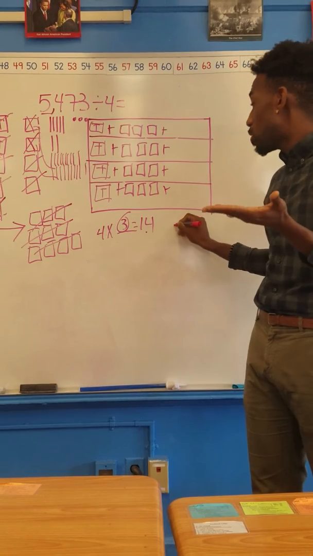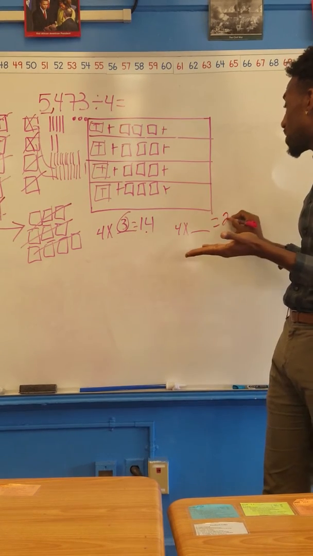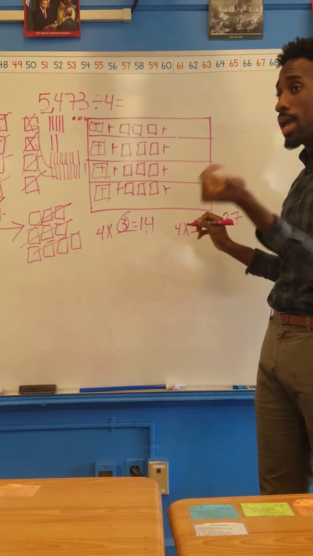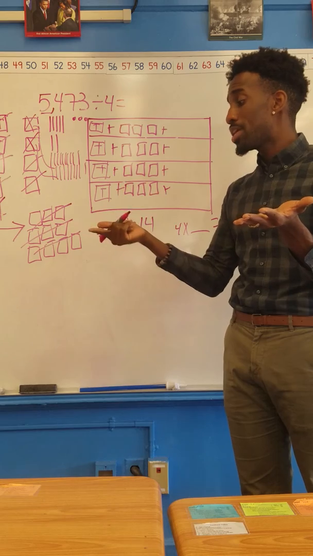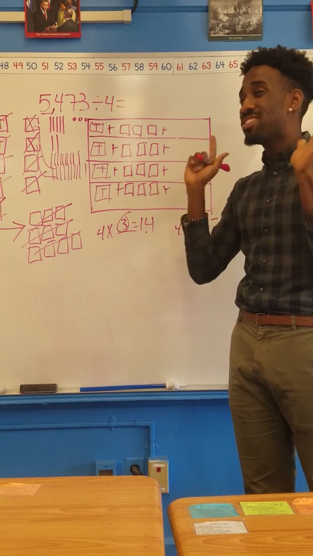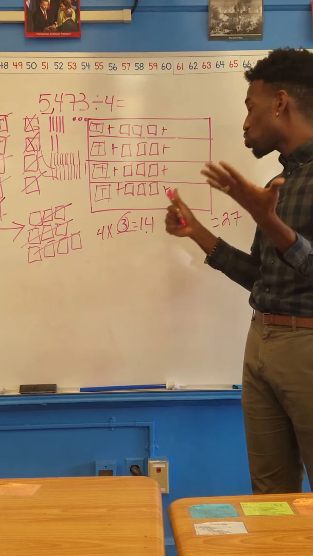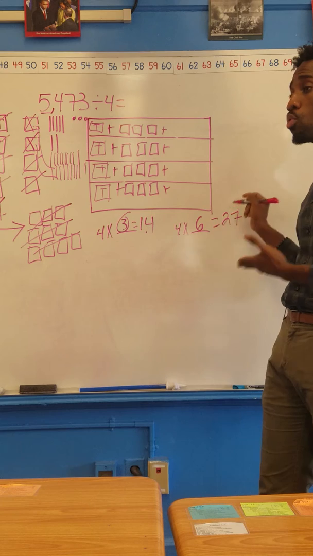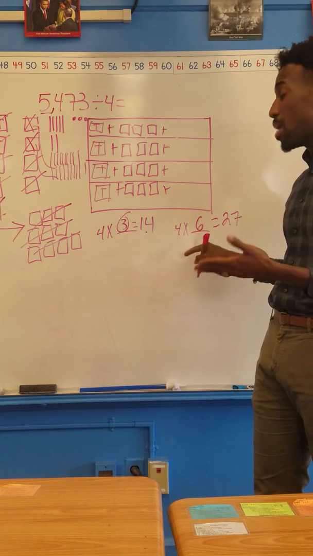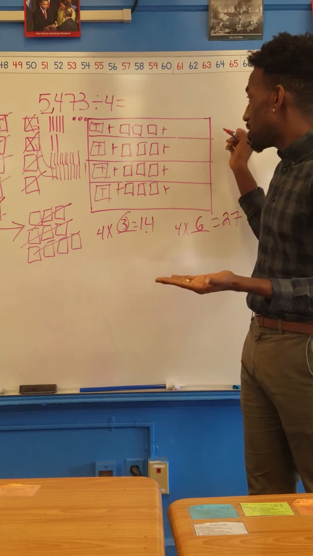So I can think to myself, 4 times how many 10s in each group gets me closest to 27. 4, 8, 12, 16, 20, 24, 28. If I have 7 in each group, that's too big. 4, 8, 12, 16, 20, 24. If I put 6 10s in each group, I will only use up 24, and I would still have 6 in each group and it'll be even. So I'm going to do that.